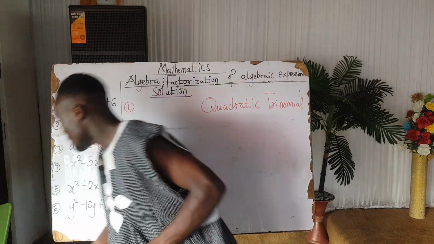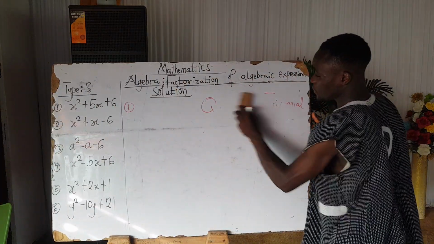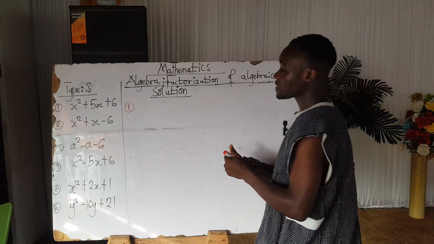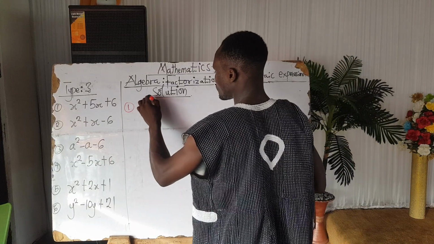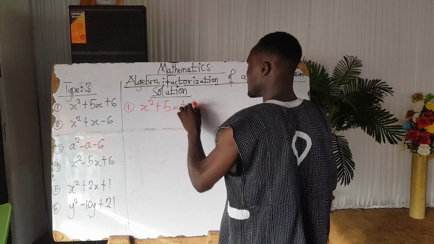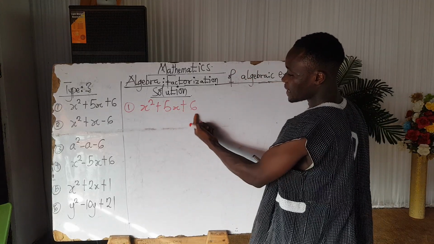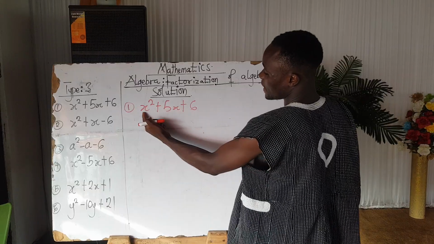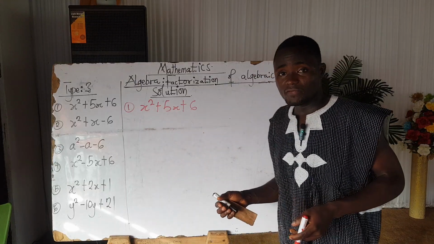So quickly, let's see how to factorize it. Question number one, I have the expression x squared plus 5x plus 6. So I have a constant, and I have a number with the x attached to it. Then I have x squared over there. How do we factorize this?